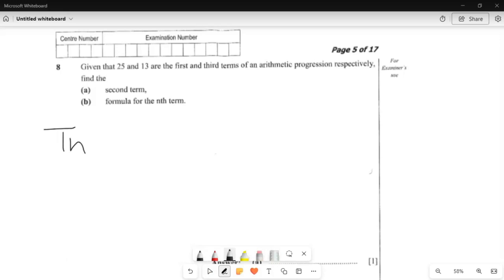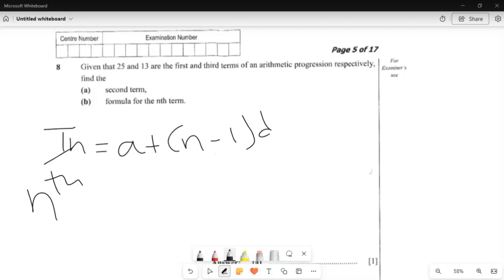So we have a plus open bracket n minus 1 close d, where this one is just standing for the nth term. You can also put it this way, some people can put it that way. Maybe sometimes you want to refer to the third term, some people would write it like this. But so far all these are standard and acceptable.